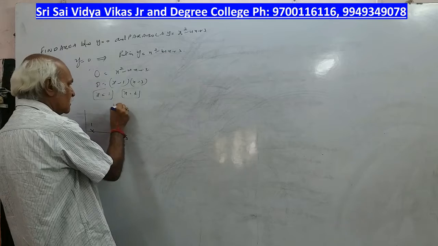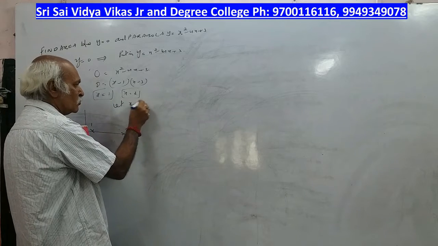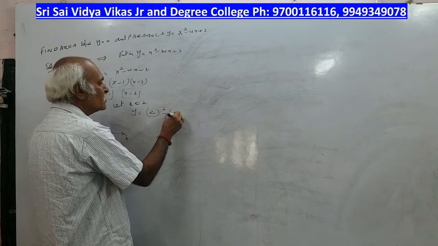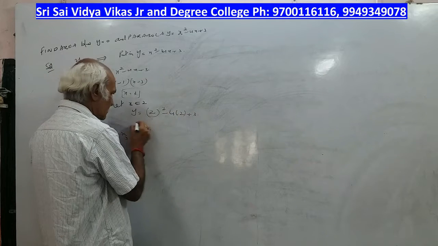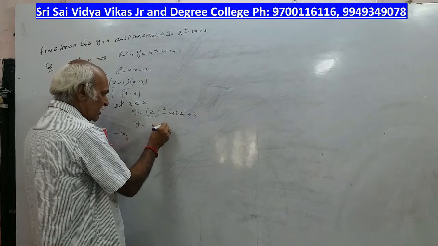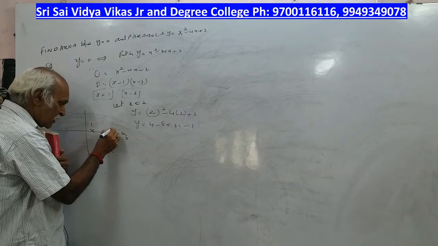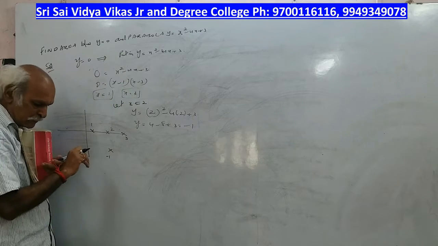Right? Now let x is equal to 2. So what is the y value? 2 square minus 4 into 2 plus 3. So y is equal to 4 minus 8 plus 3. How much we get? Minus 1. So when you take x is equal to 2, you get minus 1.